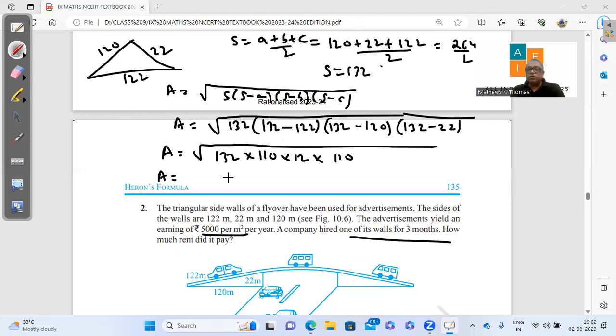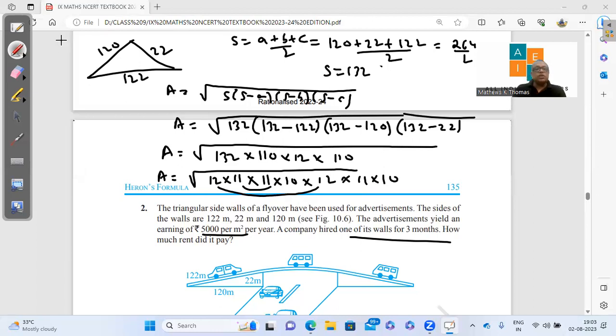Now don't multiply all this. What we need to do is find factors. So when I factorize this, I can write this as 12 into 11, right? 132 is 12, 11. 110 is 11 into 10. 12 I'll write as it is, and 110 I'll write 11 into 10. Now what I'll do is I'll start making groups. We know that when we are having square roots, we can make groups. So we can form these groups like this.